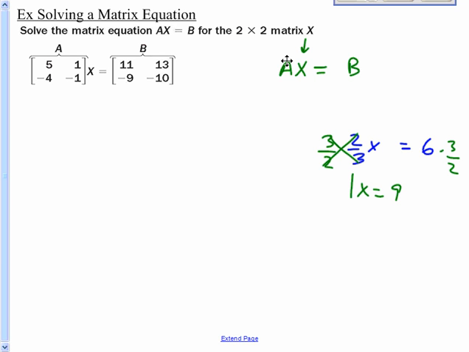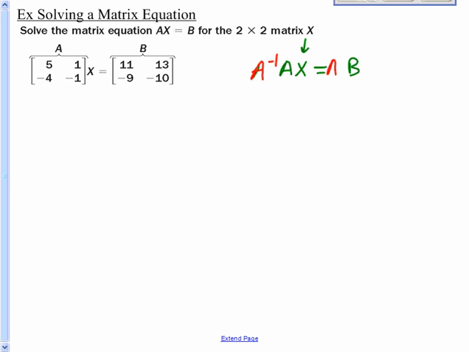Okay, well, it's the same idea with matrices. We're going to multiply by the inverse. So we're going to go A inverse AX. And if I multiply the left-hand side by A inverse, I've got to multiply the right-hand side by A inverse. And order matters here. The left-hand side is where my A inverse goes.